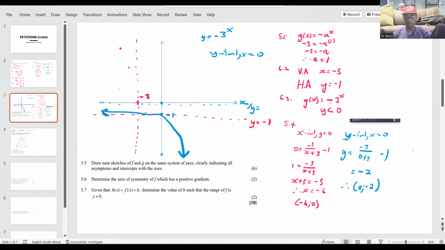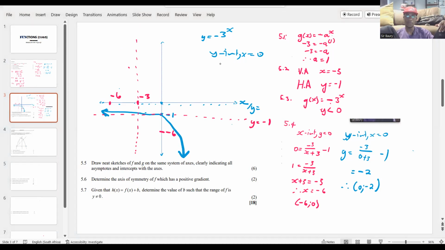Okay. And then I have a point, which is negative 6 and 0. So going to negative 6 and 0. And then I have negative 2 and 0. The 0 is to negative 2, which is here. So it's very important for me to know this thing.